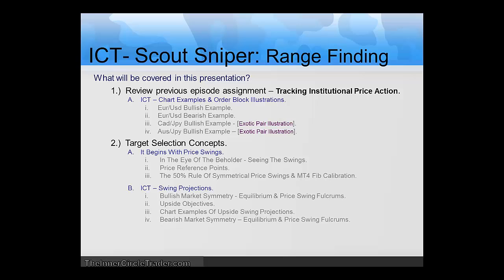And we're going to be giving you a bearish market symmetry, dealing with the equilibrium and price swing fulcrums, which points to downside objectives. And we're going to give you examples of downside price projections as well. And yes, homework. We're going to be looking at projecting swing targets. So let's get started.